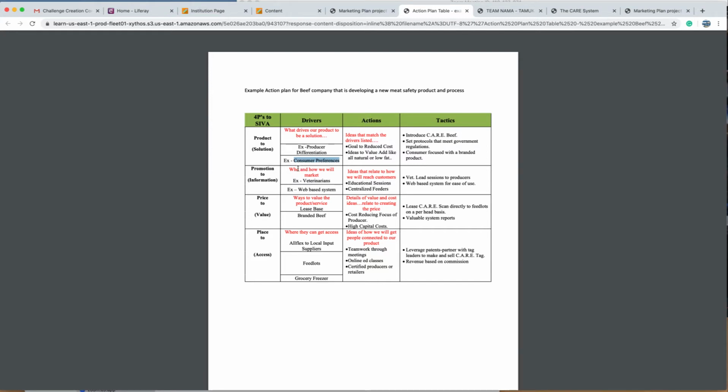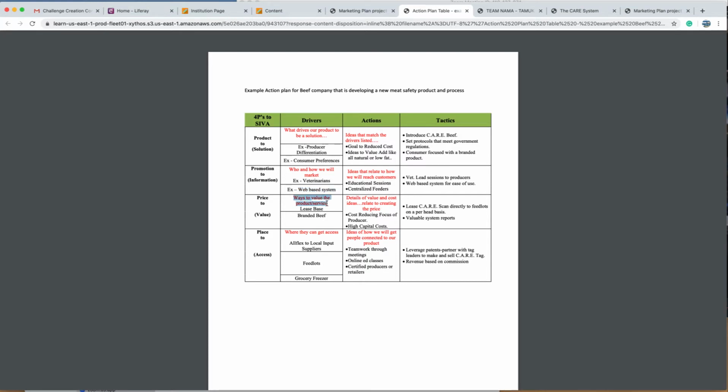Then if you move through to the next thing, promotion: who will we target and how will we market? Are you going to talk to veterinarians? Is this a web-based system? So this product that you have, how are you going to tell people all about it? What are some ways you're going to drive that?